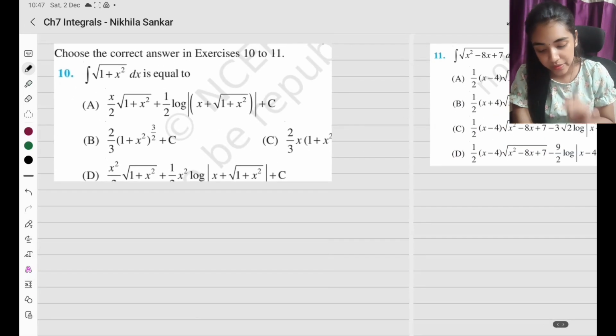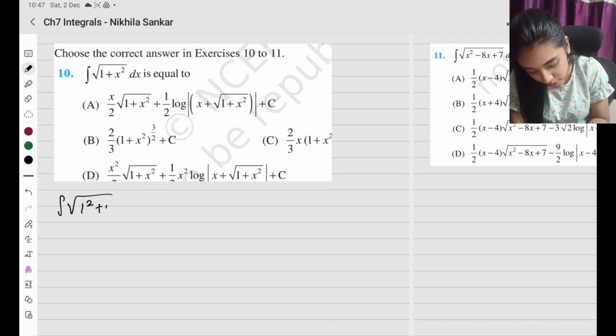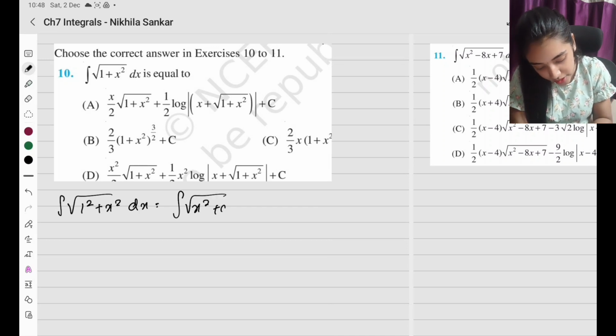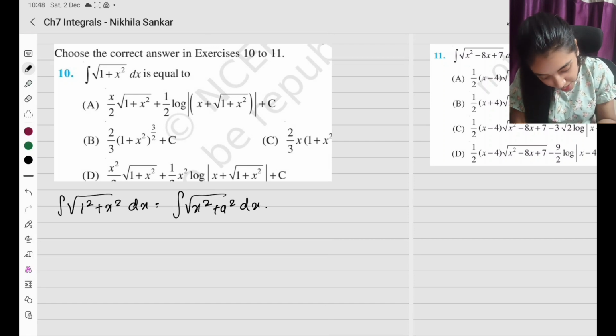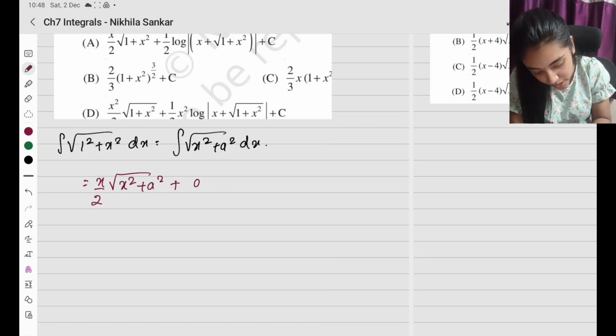Question number 10. Choose the correct answer. So what formula is this? It is integral square root of 1 square plus x square dx, which is square root of x square plus a square. So the formula is going to be first x by 2 square root of x square plus a square plus a square by 2 log mod x plus square root of x square plus a square plus c.